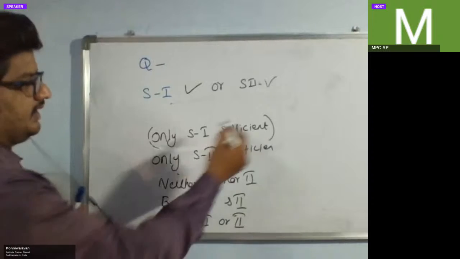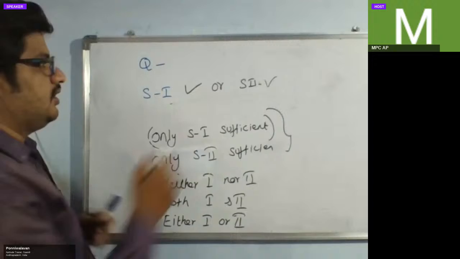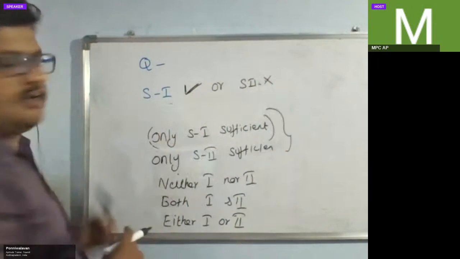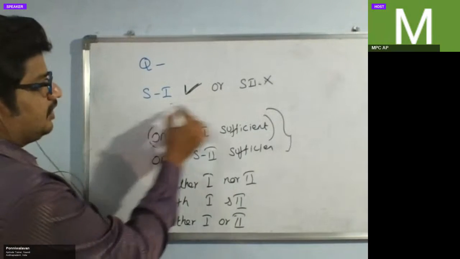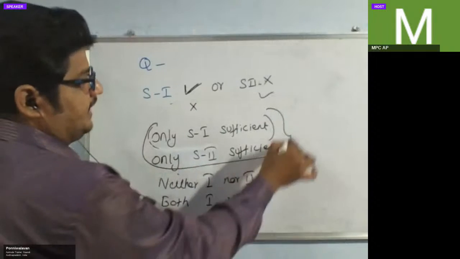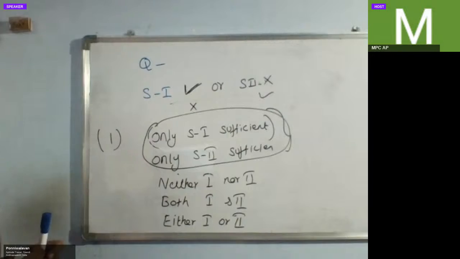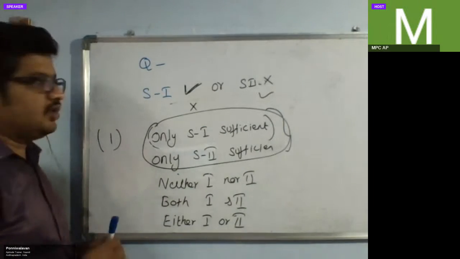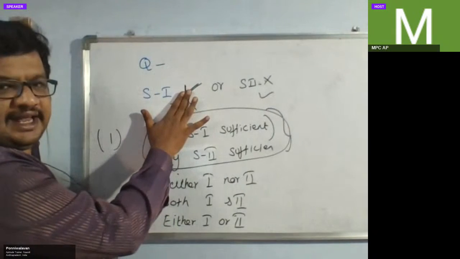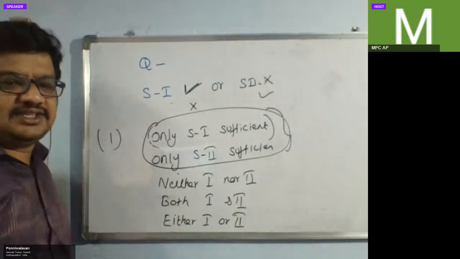Here, they combined these two. If it is 1, we can answer and 2 is not possible, or 1 is not possible and 2 is possible. So these people combined these two as one option. Out of the two, only one helps us to find the answer.